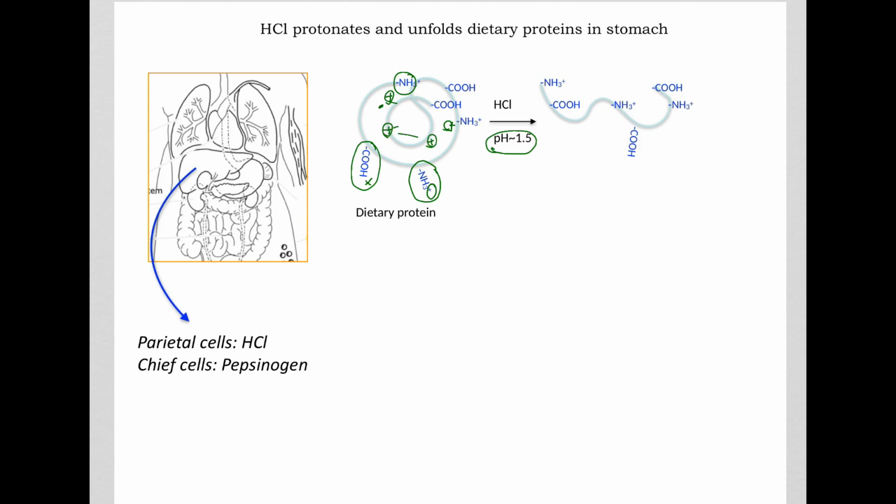As you know, positive and positive repel, and that causes the protein to unfold. In fact, this is one of the strategies we use even in the labs to unfold proteins, and that is by putting the protein in a strong acidic environment. So in this case, the acidic environment is provided by hydrochloric acid.